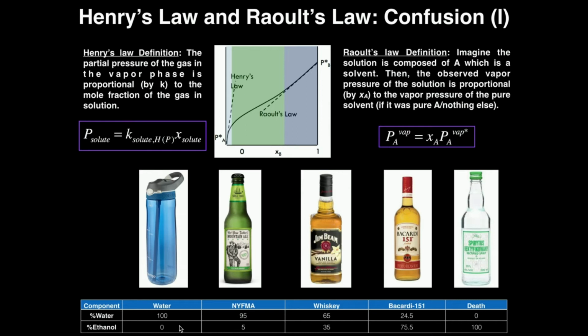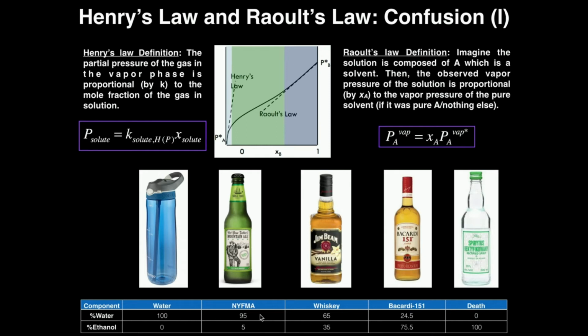So this would have a mole fraction of 0. This would have a mole fraction of 1, at least the water would. This is pure water, okay, but now let's increase the amount of ethanol a little bit. So now this is really good, by the way, Not Your Father's Mountain Ale. It's like an alcoholic Mountain Dew beer. 5% ethanol, 95% water. Okay, let me ask you a question.